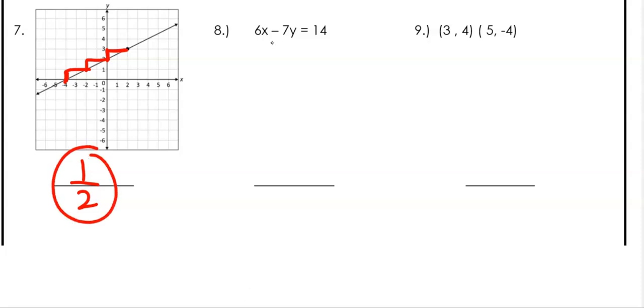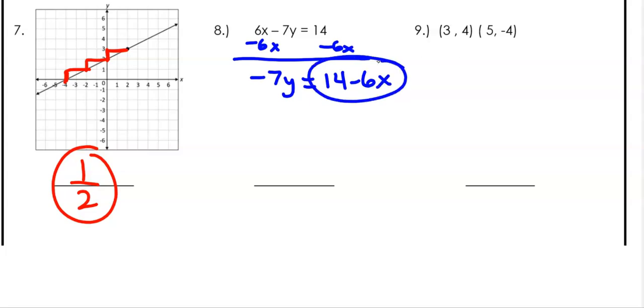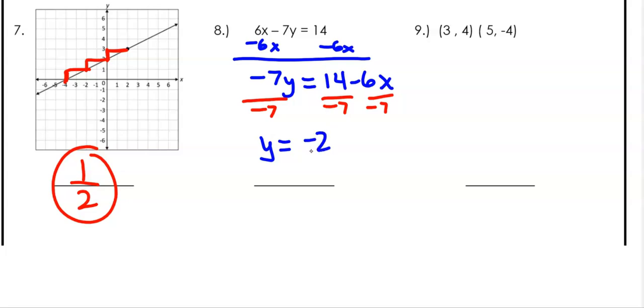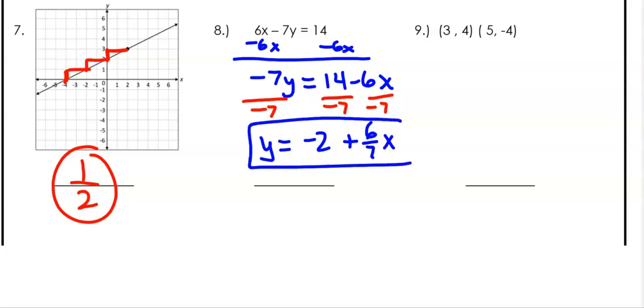Question number 8 is not in slope-intercept form, so I need to use my inverse operations in order to isolate my letter y. Now you notice on this side it doesn't matter which comes first, the constant or the variable term. But you must always isolate y by dividing by its coefficient if necessary. Sometimes it's an integer value, and sometimes it's not. And we leave it as a fraction if it's not an integer.